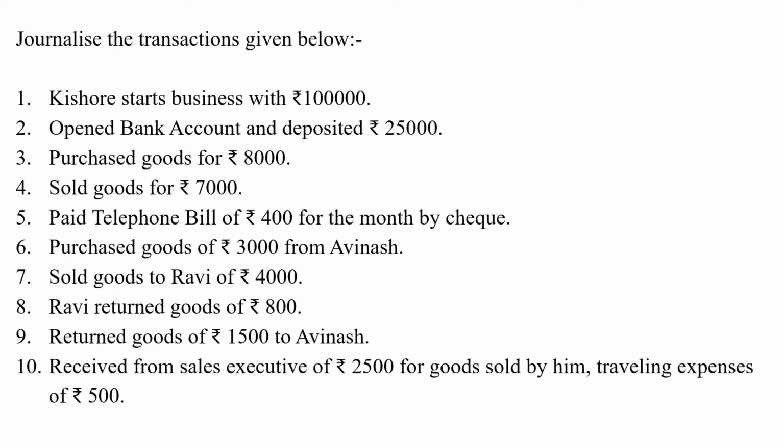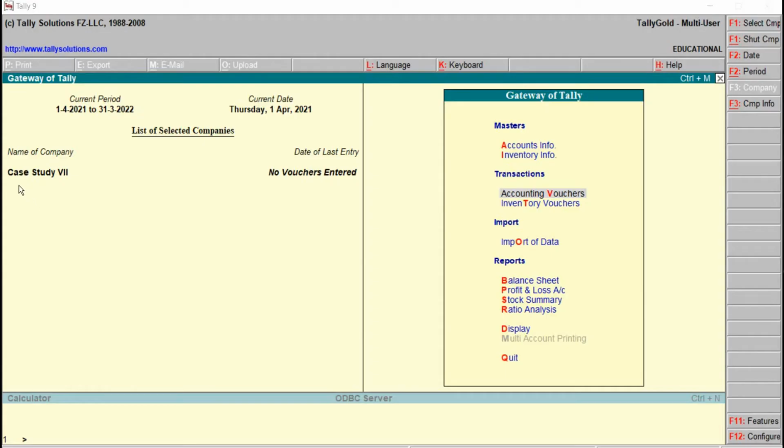The other one will be the cash. Cash is one of the predefined ledger accounts, or the default ledger account, which is provided by the Tally. Let's see this particular recording in Tally. On the left hand side we can see the company is already created by name Case Study 7. Right, okay, right now we will go back to Gateway of Tally, Transactions, Accounting Vouchers.